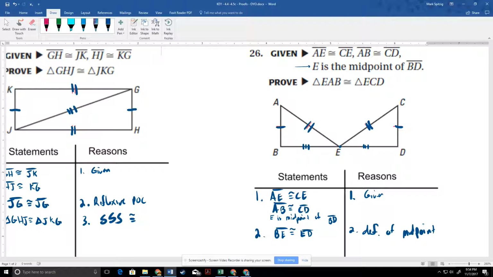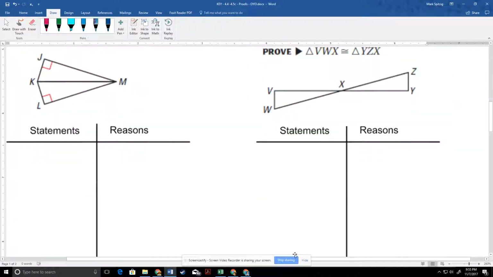All right. And then finally, we know we have enough information, right? The triangles are congruent. Triangle EAB is going to be congruent to triangle ECD. And again, the reason there is because there's three sides, side-side-side congruence. All right, let's go down here.